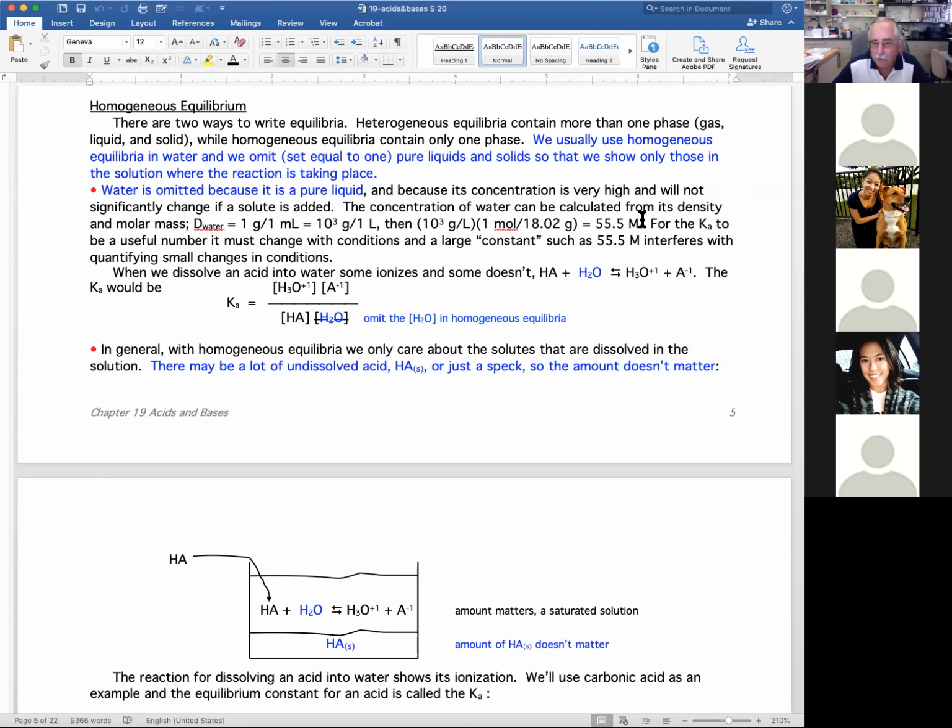Here's a way to calculate the concentration of water from its density. It's about 1 gram per mil, so about 1,000 grams per 1,000 mils. Then, if I take grams and I convert it into moles using the molar mass of water, I get 55.5 moles per liter in pure water. That's a huge number. And if I add a little bit of something, I'm not going to change that number. So let's look at this reaction. Here's the products on top. Here's the reactants underneath. I'm going to leave out the water because it's the solvent, and it's a huge number. If these are just small numbers and I put 55.5 in there, the value for Ka is going to be dominated by 55.5.